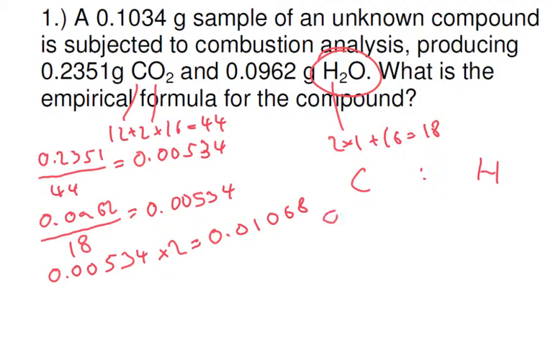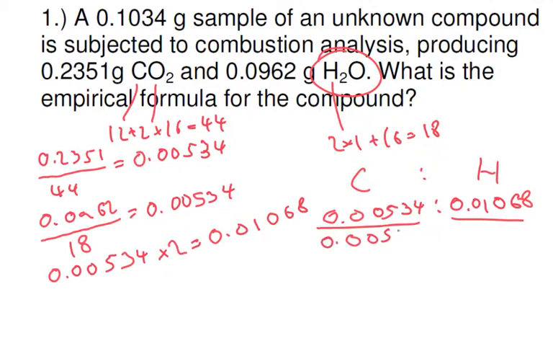Okay, next up, we've got carbon here, we've got hydrogen here. So we've got 0.00534, and on this side we've got 0.01068. We're going to divide it by the smallest number, which is for the carbon. So 0.00534, and on the other side 0.00534. We get a ratio here of 1 to 2. So our empirical formula is CH2.